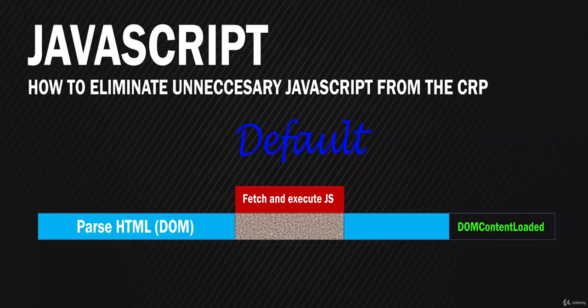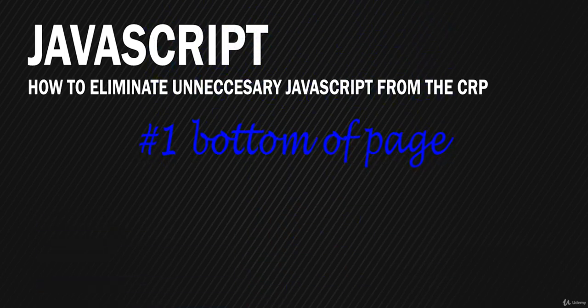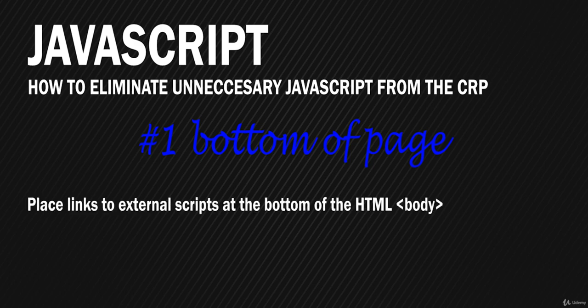Alright, so the question we had in the last lecture was, how do we solve this problem? How do we stop JavaScript from blocking the rendering process? Well, there are a few ways. Let's start at the most simple and obvious. If you've ever taken a Web Design 101 course, this is going to be very familiar to you. We just place links to external scripts at the bottom of our HTML body.